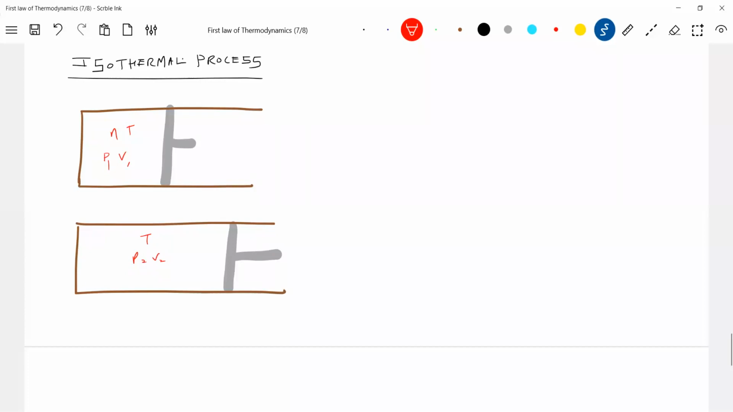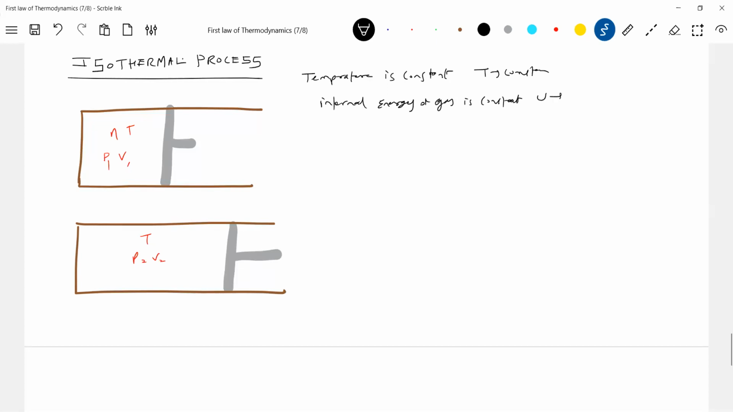There's an overall sequence here. It's a process in which the temperature of the gas remains constant. Temperature is constant, so T will be constant. The internal energy of the gas remains constant. So therefore, U is also constant. As temperature is constant, delta T will be 0. As internal energy is constant, delta U is 0.